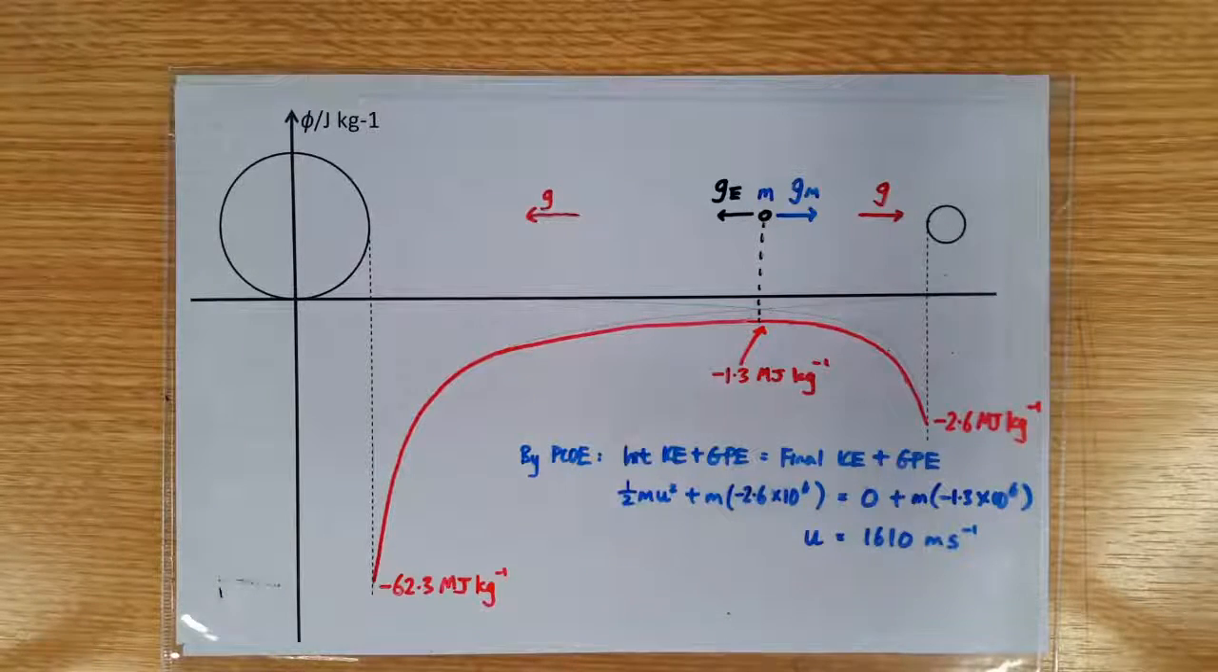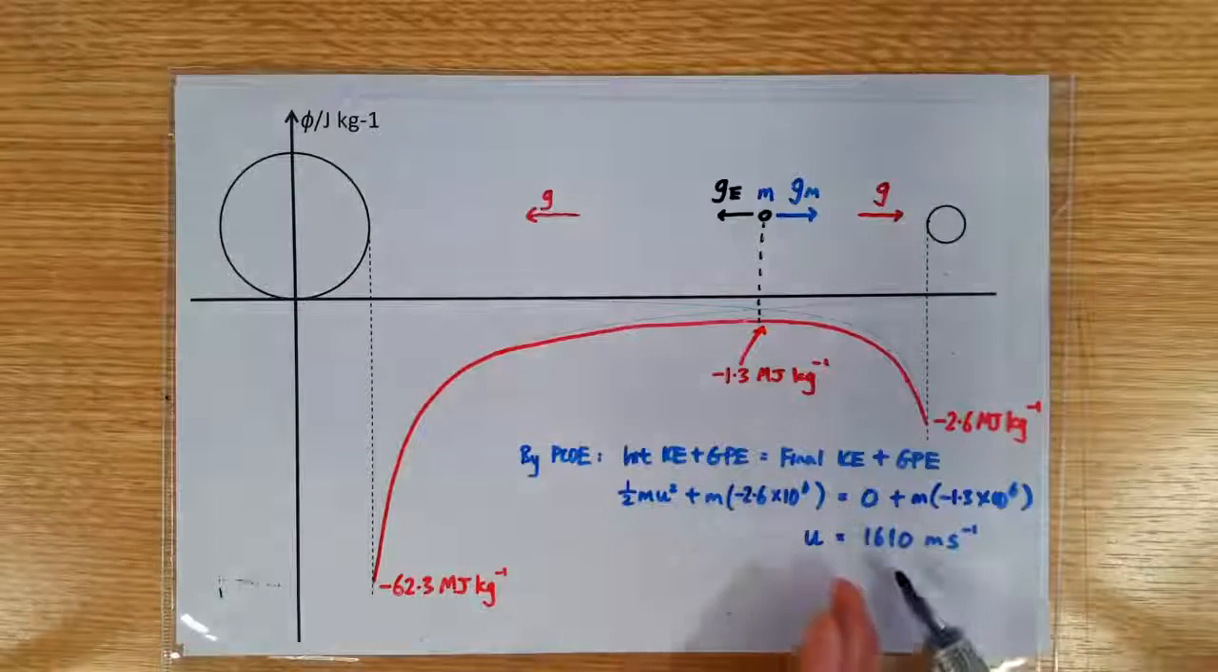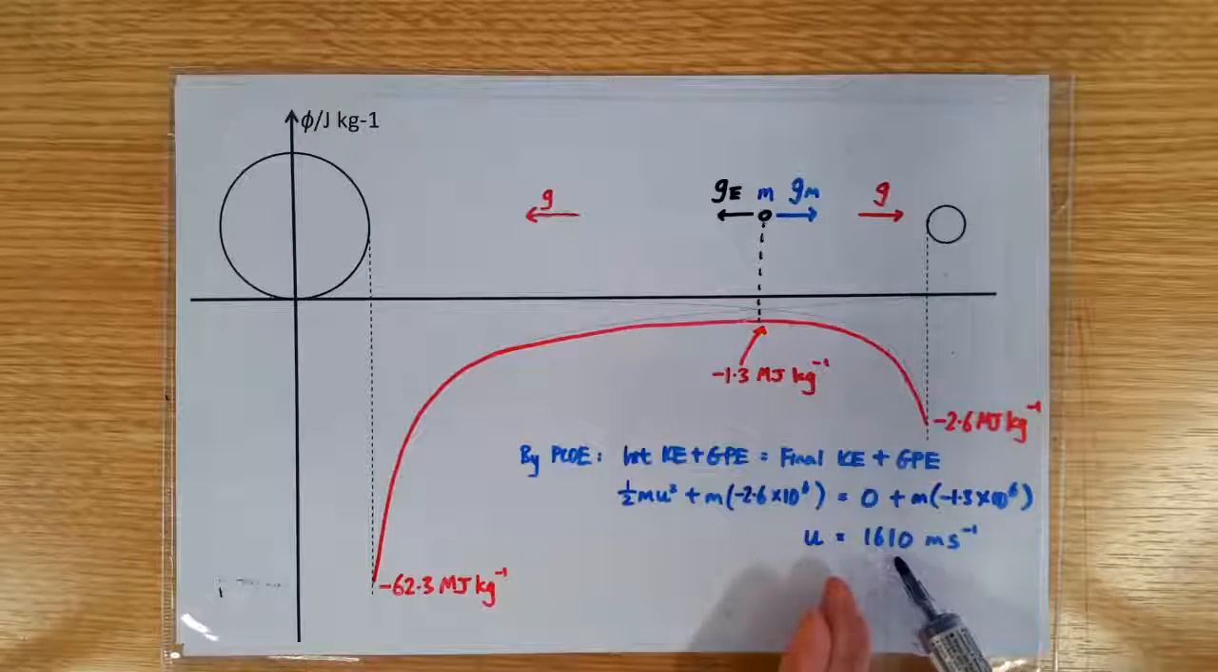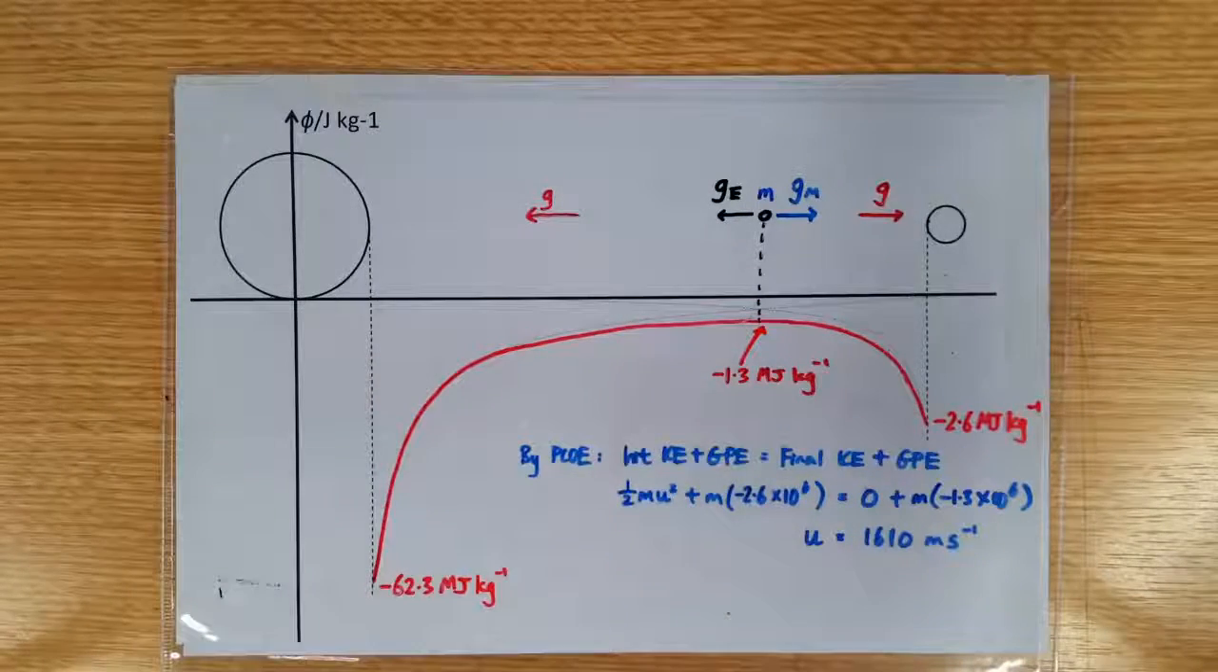So if you are ever stranded on the Moon, well, you just have to jump off at this speed, about 1,600 meters per second, and then we'll welcome you back home on Earth.